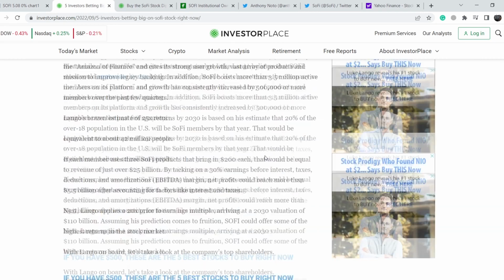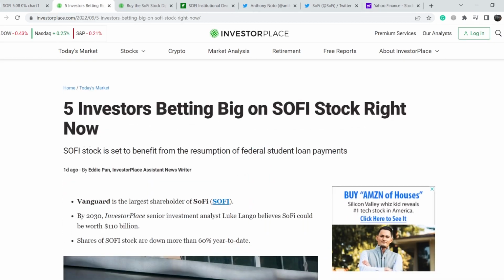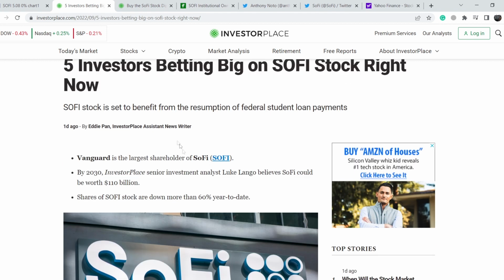First of all, let me show you this article. We are on investorplace.com, and this article was published 1 day ago. It says 5 investors betting big on SOFI stock right now. Here are the key points. Vanguard is the largest shareholder of SOFI. By 2030, Investor Place senior investment analyst Luke Longo believes SOFI could be worth $110 billion. Shares of SOFI stock are down more than 60% year to date.